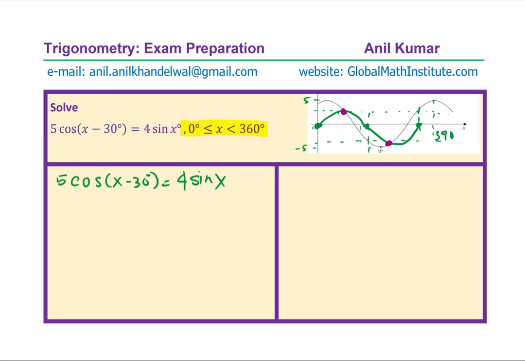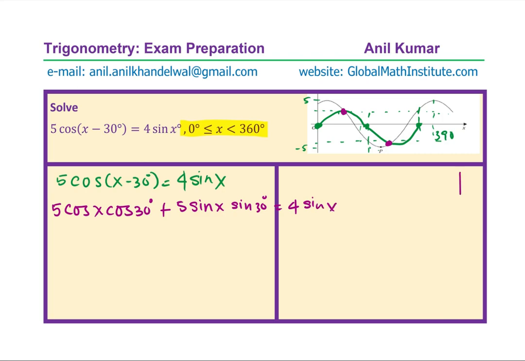So you get an idea that we are expecting two solutions. Let us find out these solutions. Best way is expand. So 5 cos(x − 30) can be written as 5 cos x cos 30 degrees plus 5 sin x sin 30 degrees equals 4 sin x.